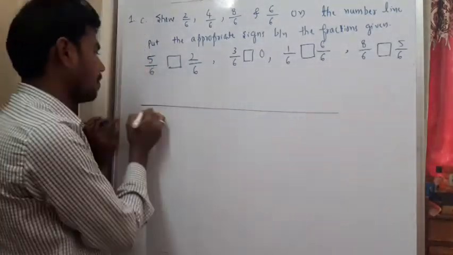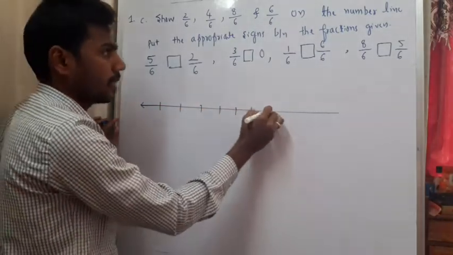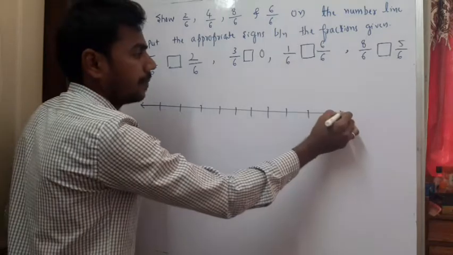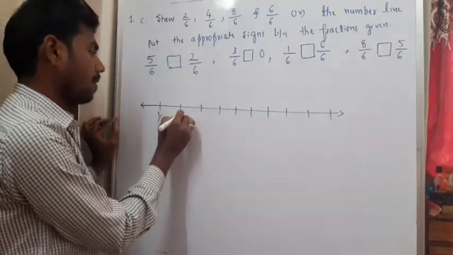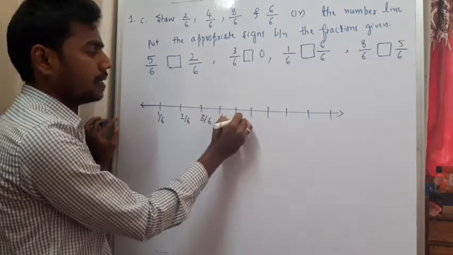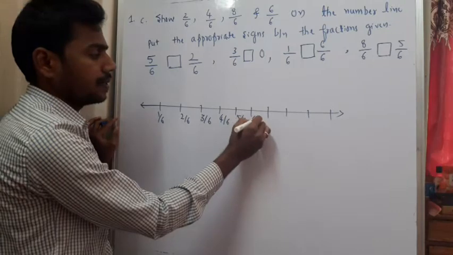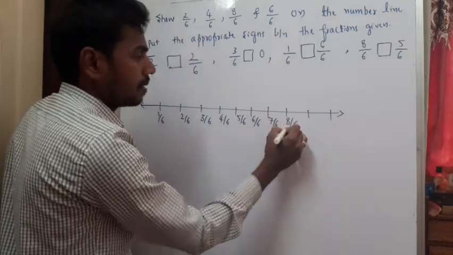Suppose this is the number line. 1, 2, 3, 4, 5, 6, 7, 8, 9, 10. Okay, so from where we'll start? We'll start with 1 by 6, 2 by 6, 3 by 6, 4 by 6, 5 by 6, 6 by 6, 7 by 6, 8 by 6.